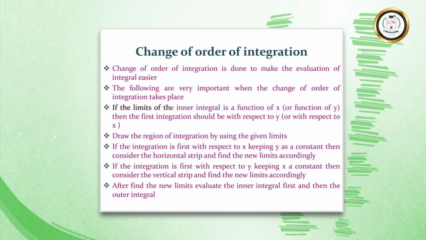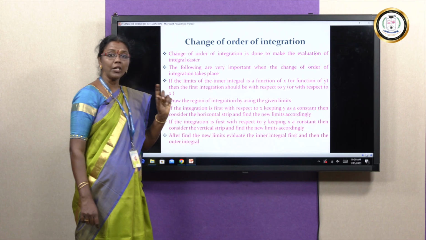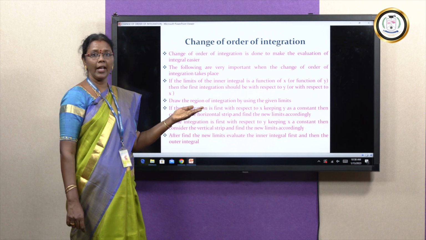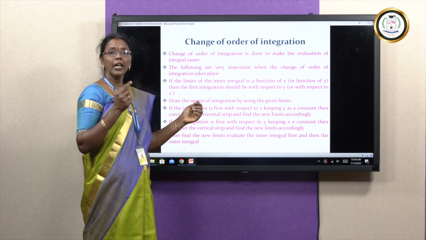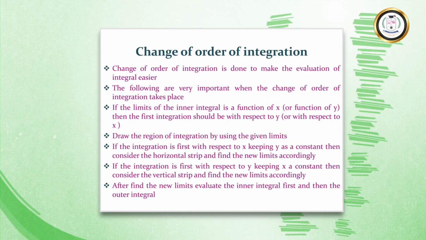If the inner integral limits are functions of x, then the first integration should be with respect to y. That is, if the limits are in terms of x, we should integrate with respect to y. The order must be dy dx. And first of all, we have to identify whether the given order is correct.